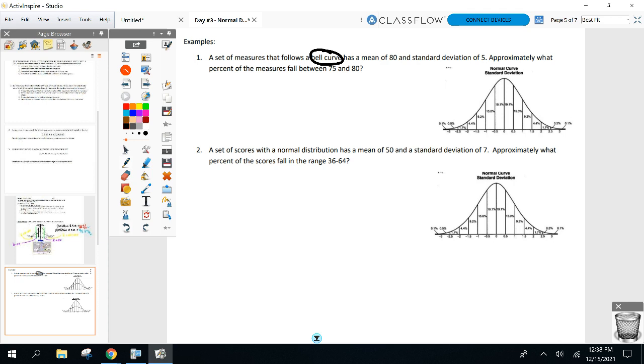Here's how we're going to use the curve to find the percent. Where's the mean go again? Right at the middle, 0. So I put 80 at 0. And now I use the standard deviation to find out the scores above and below. So standard deviation was 5. What's going to be the score at 1 above? How do we find it again? I take the mean and add the standard deviation. So at 1 it'll be 85.